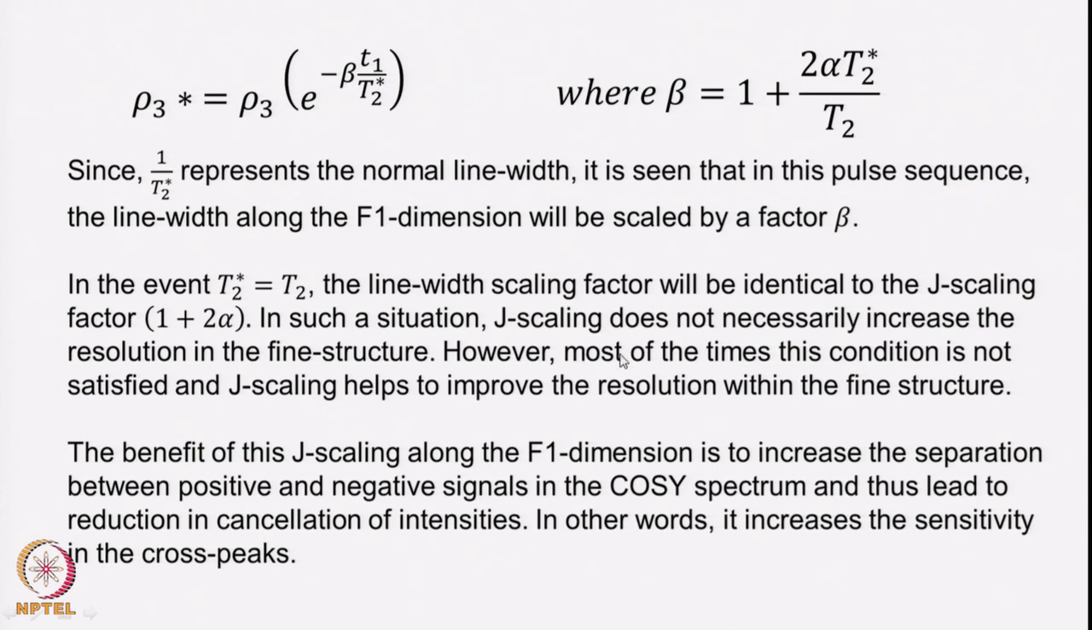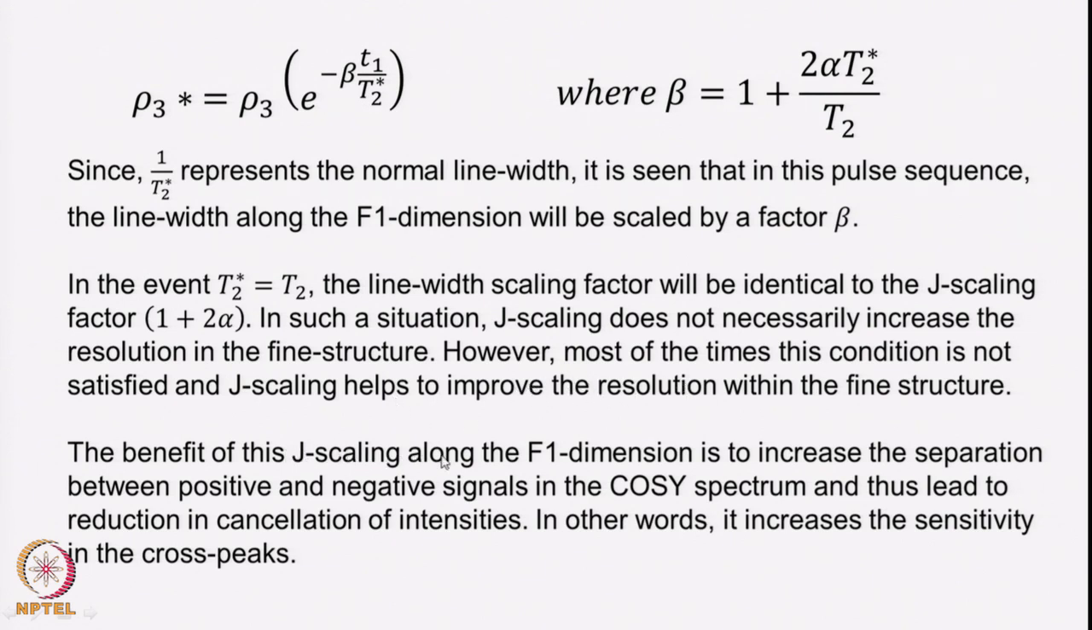However, in most of the cases, this condition is not satisfied, and T2 star is never equal to T2. So, therefore, the relaxation time constants in the two cases are different. Therefore, T2 star will be less than T2. Therefore, this factor is less than 1. Therefore, the line width will be scaled by a smaller factor than the J's, and then you will get the benefit of upscaling of the J values, and then it will improve the resolution in the spectrum.